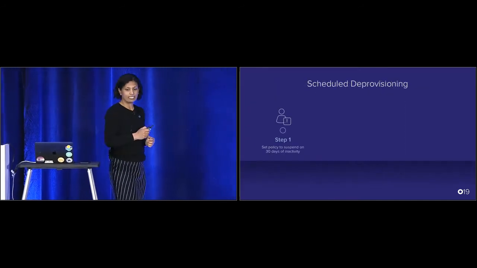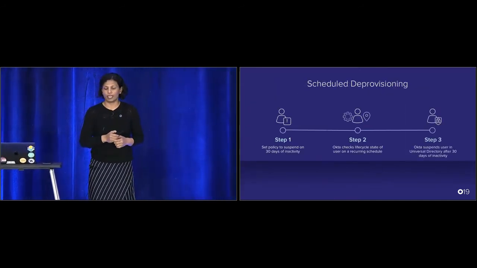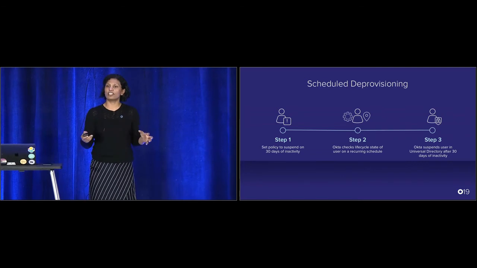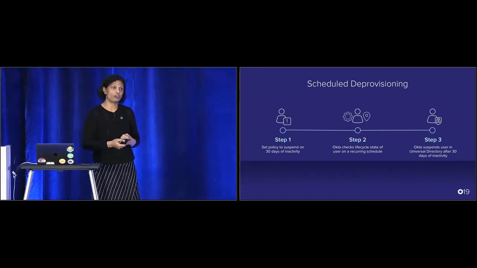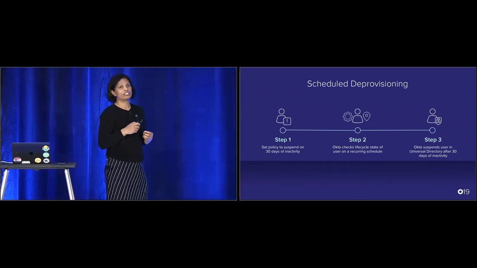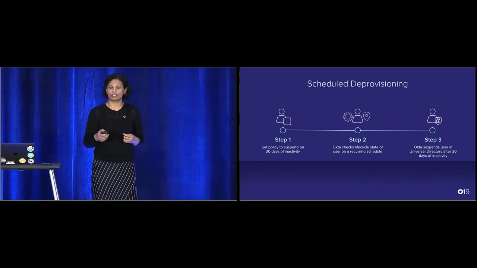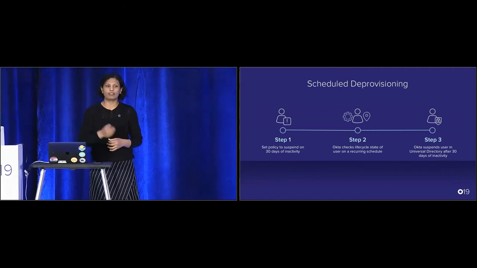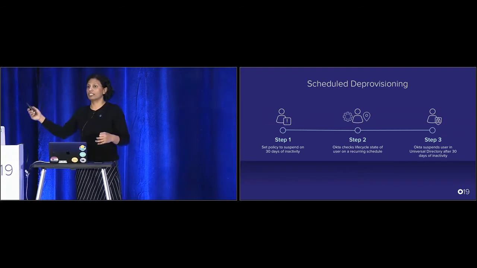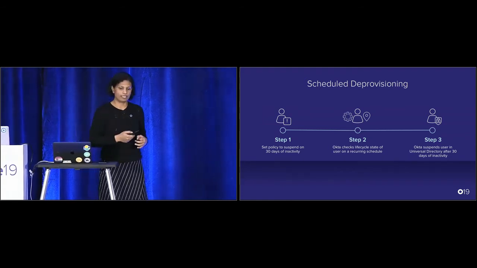Last but not the least, make sure that you can reduce the surface area of your attack further by taking care of accounts that are dormant and inactive. So you can set policies that would suspend accounts that are inactive for over a certain period of time. There are policies available that will scan through these accounts, and if they are inactive for over a certain number of days, the accounts will be suspended.